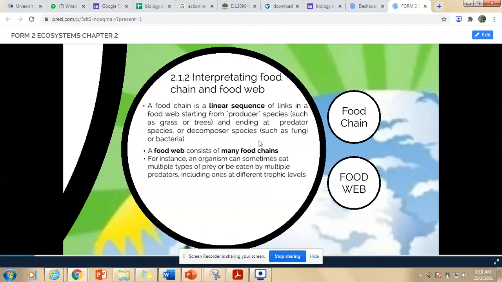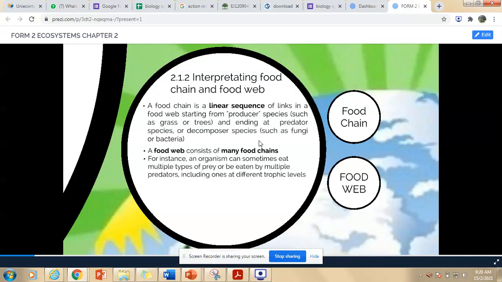Okay, this is something that I think you already familiar with. Before I think you already learned in primary school, food chain. Okay, food chain is a linear sequence. Okay, maksudnya cuma satu garisan. Okay, linear. Linear tu maksudnya satu garisan yang lurus. Okay, tak ada cabang. Okay, berbeza dengan food web.